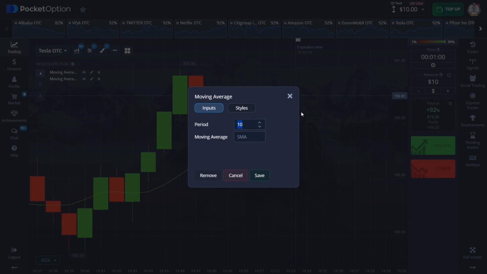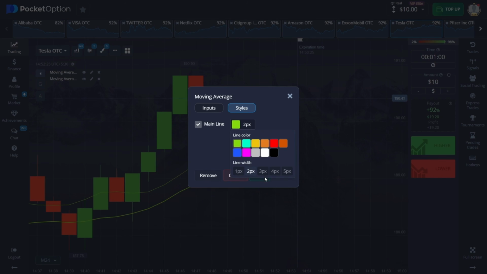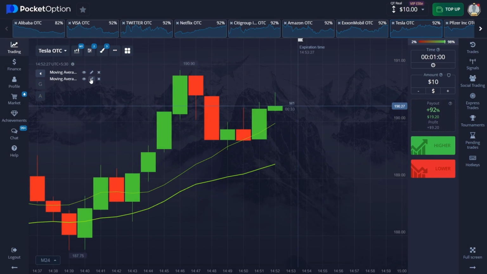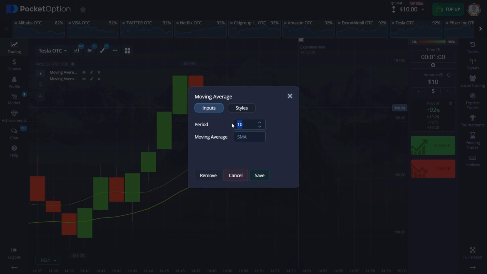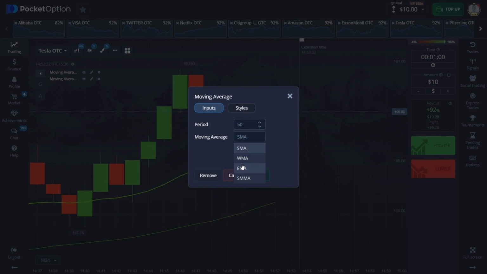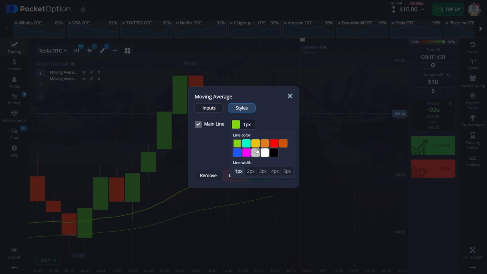Next, go to the moving average settings and select the 25 EMA. Choose a color according to your preference. I selected green with a 2 pixel thickness. Then, in another setting, select the 50 EMA. I chose red with a 2 pixel thickness.